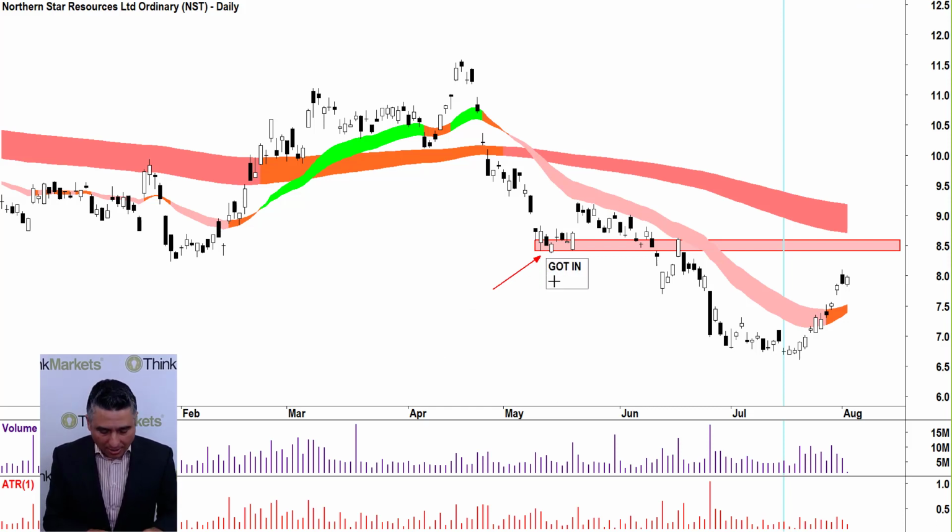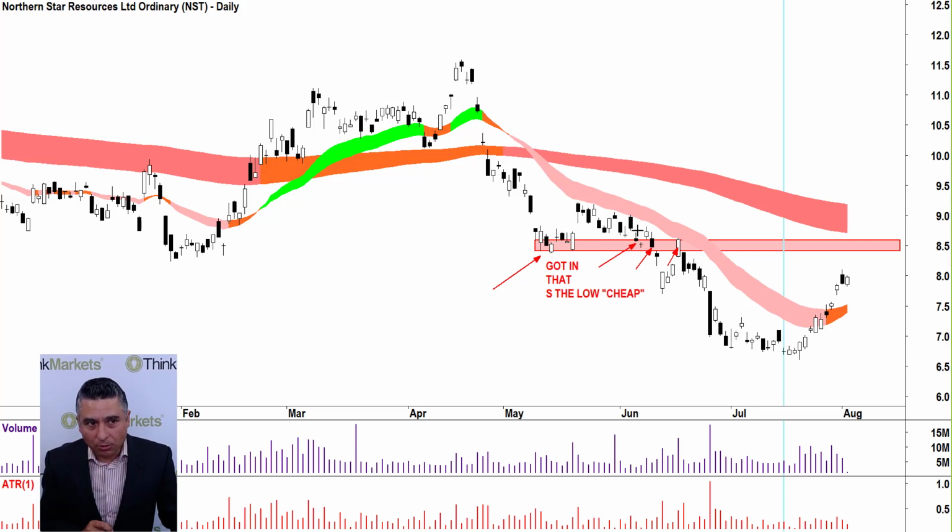Okay, they got in thinking, that's the low, and because NST is cheap, right? For whatever reason, they consulted the PE and the dividend yield or whatever it is that made them happy, and they thought that was cheap. In fact, a few people also got in sort of here and here, and even on this day.